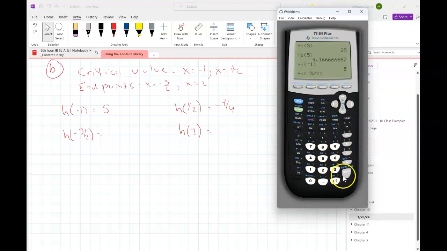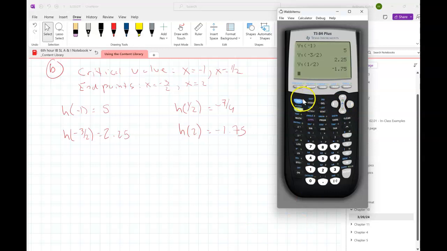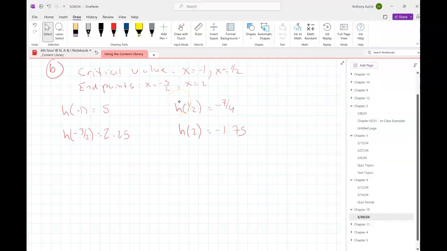And if I do that for negative 3 over 2, I get 2.25. And if I do that for 1/2, I get negative 1.75. And I guess I should check that 7/4 because, good Lord, Mr. Kulik. Oh, I did that. That is 7/4. You goober, you put that in the wrong spot. I was like, ooh, they shouldn't be a tie.